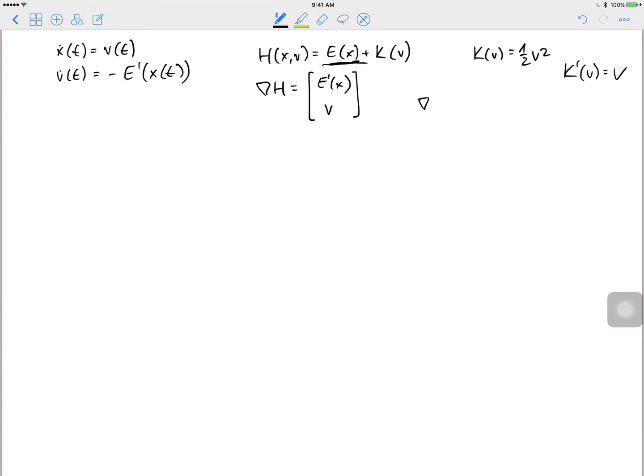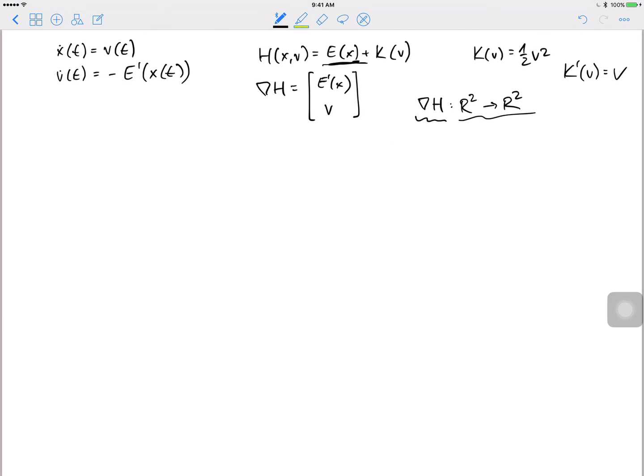More abstractly, you could say that the gradient of the Hamiltonian is a function from R2 to R2. For any point in the phase space, for a position and velocity, it returns another 2D vector, okay? By the way, now I'm talking about general potentials, E, okay? For our harmonic oscillator example, what is this map? What is the gradient of the Hamiltonian?